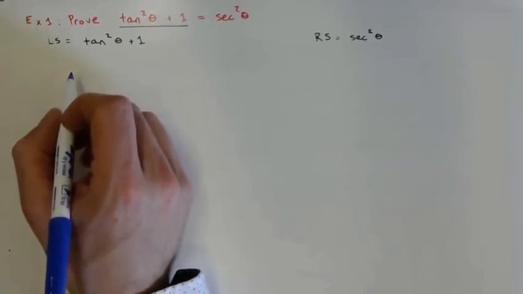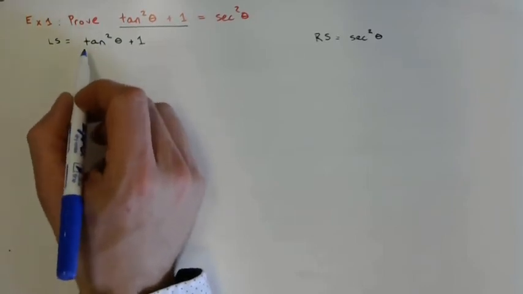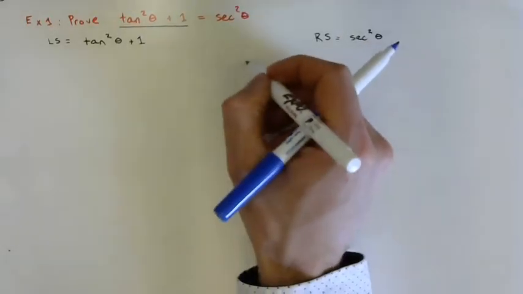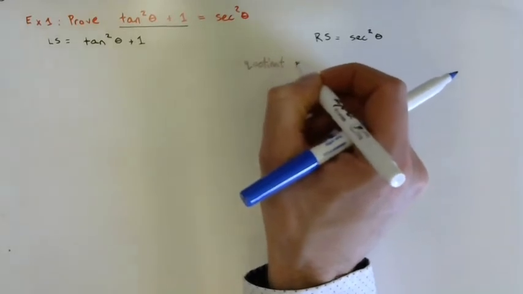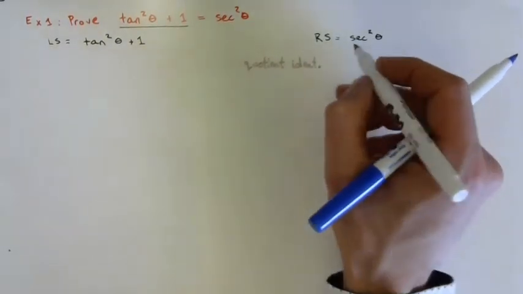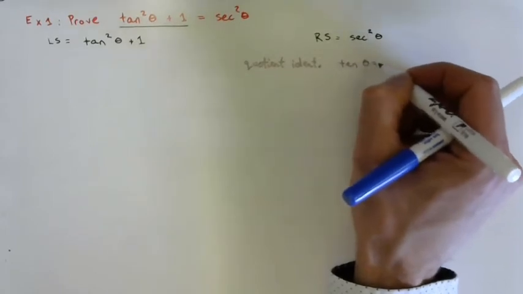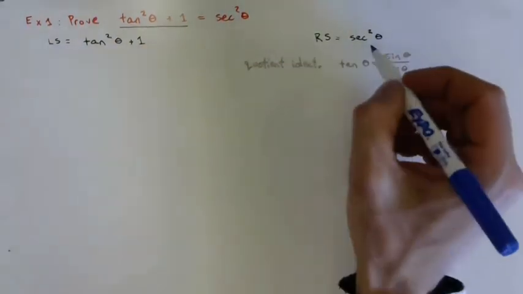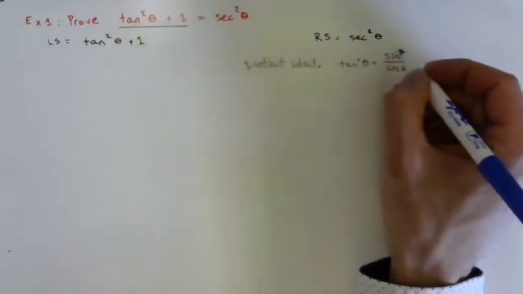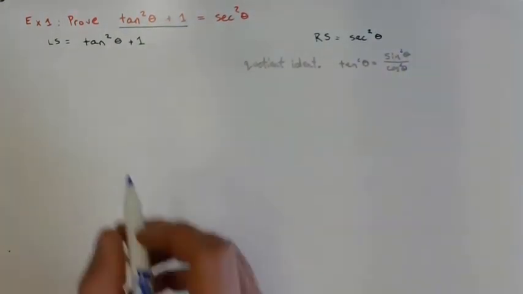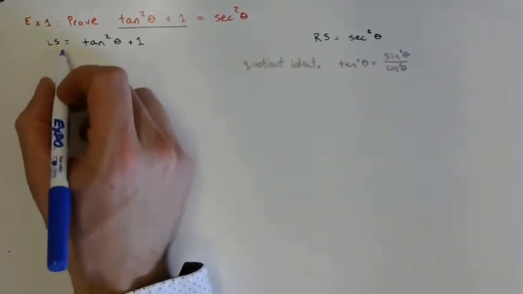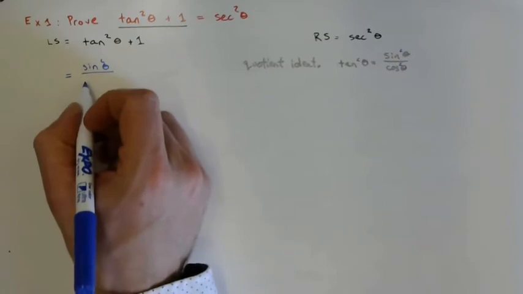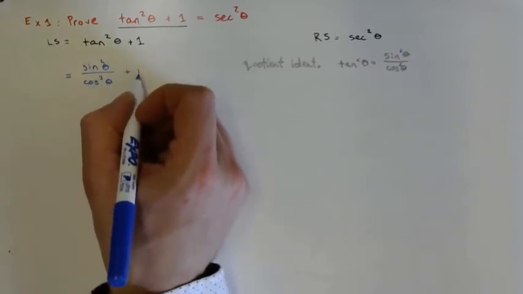Now, because of how squaring works, the quotient law says, so do this in a different color for a second. Quotient identity. It says that the tan of theta is equal to the sine of theta over the cosine of theta. If I square both sides, I get tan squared equals sine squared over cos squared. So it works for this as well. So here I got my equal sign. I'm working down nice and neatly. I now have the square of the sine of theta over the square of the cosine of theta plus 1.